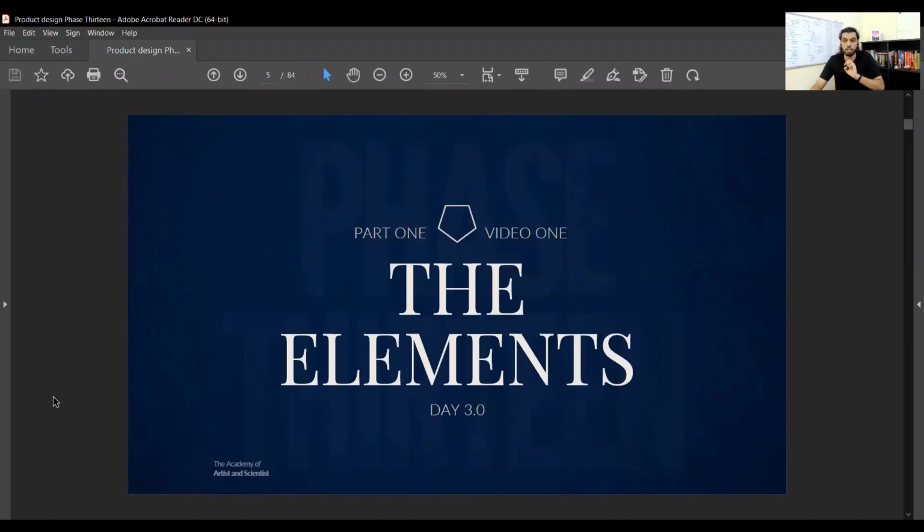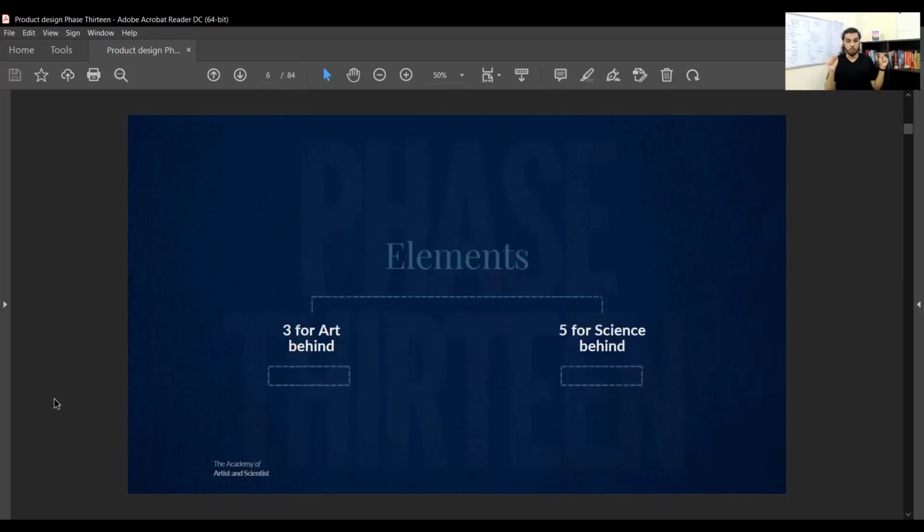So based on the strategy, based on the conversion rate, we created something called Day 3.3. Now, in Day 3.3, video number one, we are going to have something called the elements. Elements are going to be divided into two categories. Element number one is going to be three elements for art behind XYZ, five for science behind XYZ. So there are going to be totally eight.